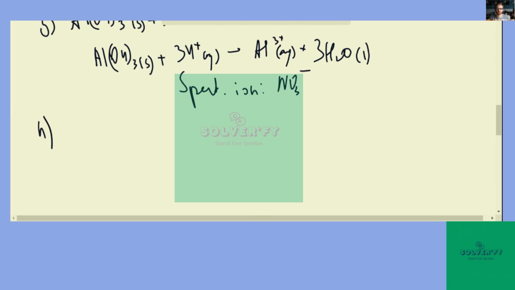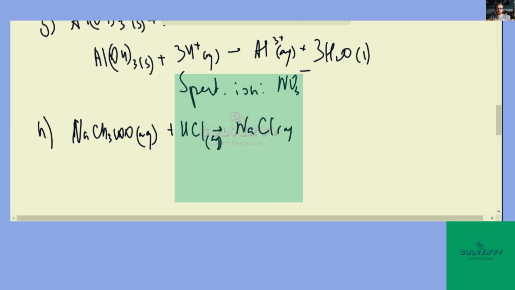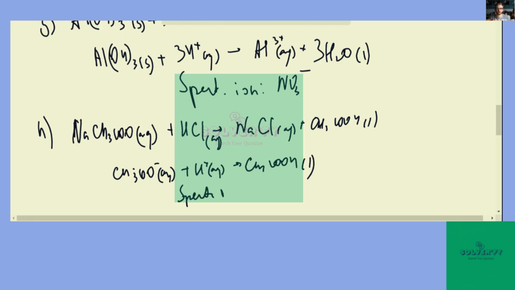So the next one is the reaction between sodium acetate and hydrochloric acid, forming sodium chloride and acetic acid. Net ionic equation looks like the following. Then the spectator ions are Na+ and Cl-.